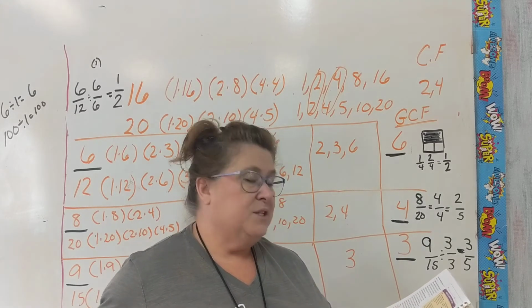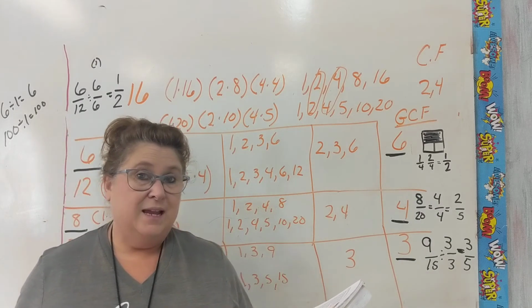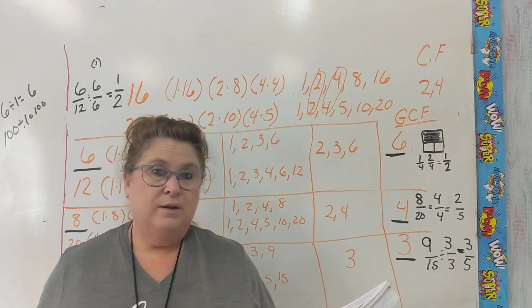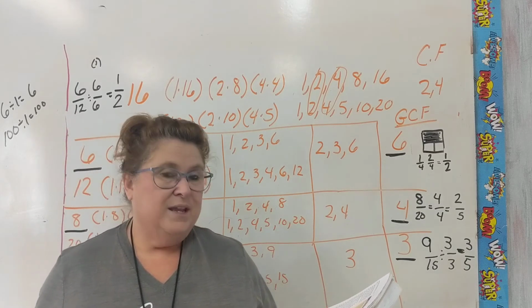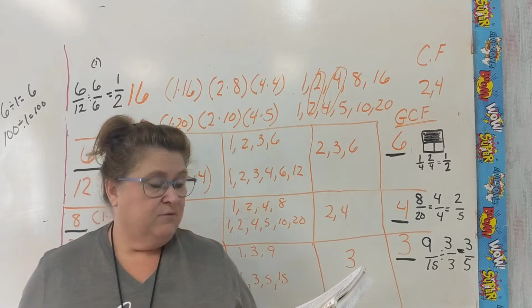Okay? Then we're going to list our common factors. What are our common factors? The factors that are in both 8 and 12, they're common. That would be 1, 2, and 4. And what is our greatest common factor? Our greatest common factor is 4.